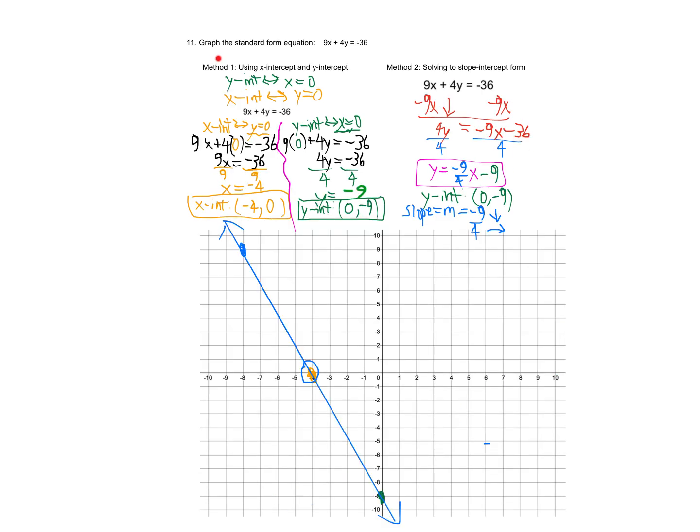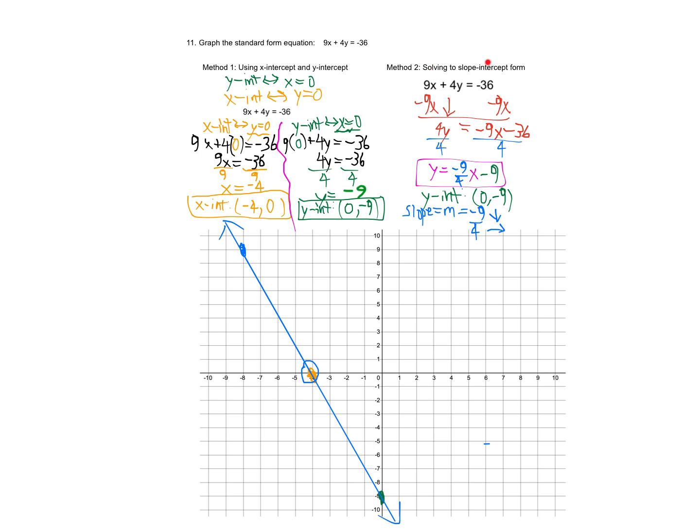This is the same type of problem as 10. We're going to graph the standard form equation, 9x plus 4y equals negative 36. We can again use the x-intercepts and y-intercepts. Y-intercept is when x is 0, and plugging in 0 for x gives me 4y equals negative 36, divided by the 4. My y-intercept is 0, negative 9. X-intercept is when y is 0, that will give me 9x equals negative 36, divided by the 9. We get negative 4, 0. So again, I could plot those 2 points.